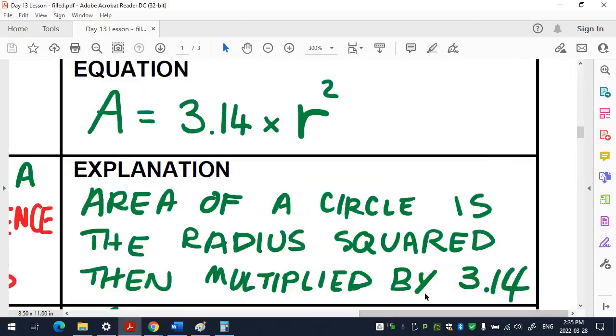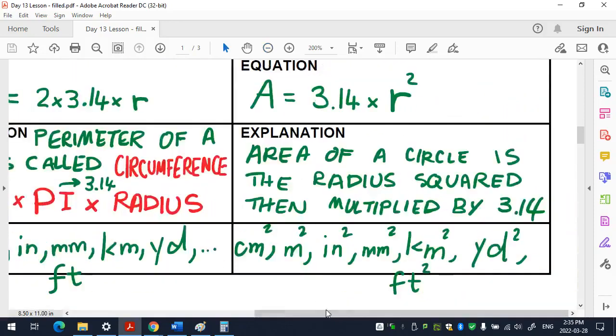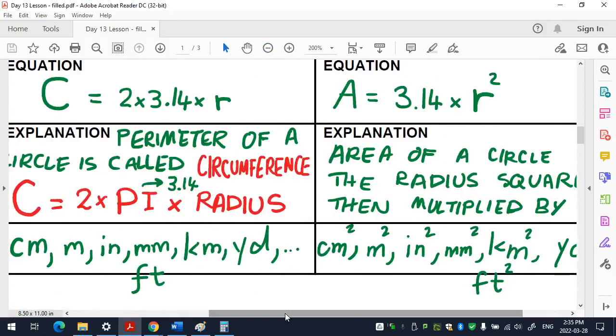Last thing for today. I'm going to put the 2 equations next to each other to see how similar yet different they are. Is there a 3.14 here? Is there a 3.14 here? Is there an R here? Is there a 2 here? But where is the 2 here? It's at the beginning, right? And where's the 2 here? There you go.